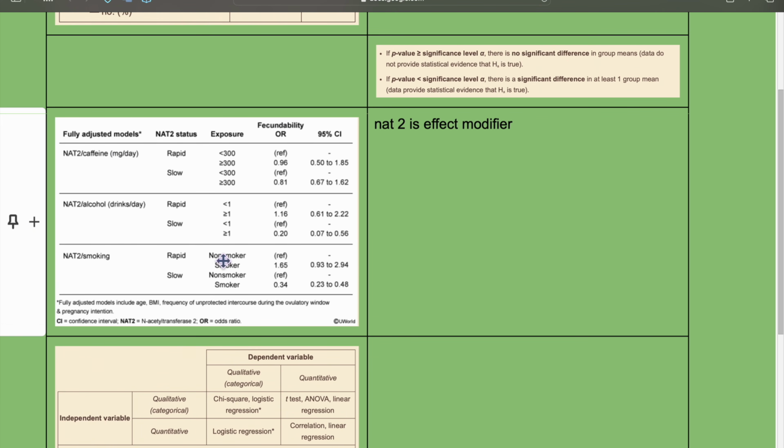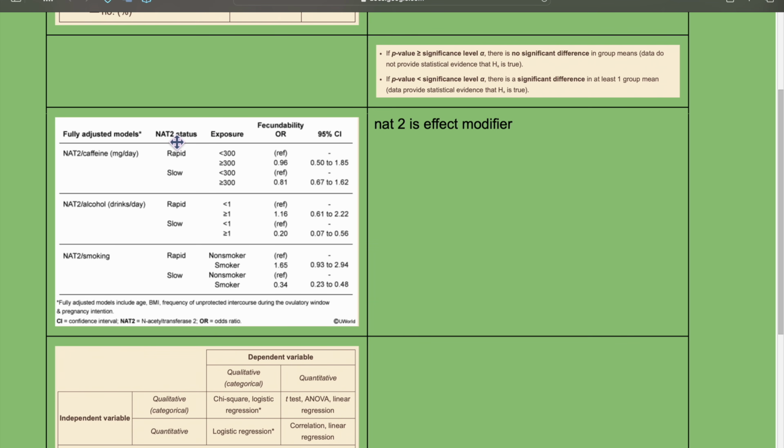So say you have a chart, right? You have a chart like this, and it gives you all of these things. First thing you're going to do is look at the labels. So fully adjusted models, NAT2 status, exposure, fecundability, odds ratio, and 95% confidence interval. And then you look at these ones: NAT2 and caffeine, NAT2 and alcohol, NAT2 and smoking. Usually this is given with a lot of literature, but I'm just fast forwarding to the chart. So I'm just going over it, not that this is what's asked.